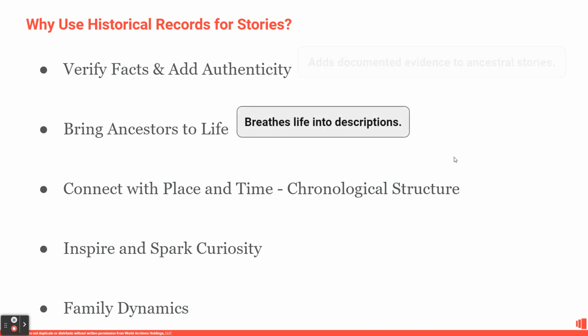The next thing is, I think historical records bring ancestors to life. It breathes life into descriptions, and it may be a general description of a person, or it may be, if you're lucky, a physical description of that ancestor. So I think records really breathe life into those people.